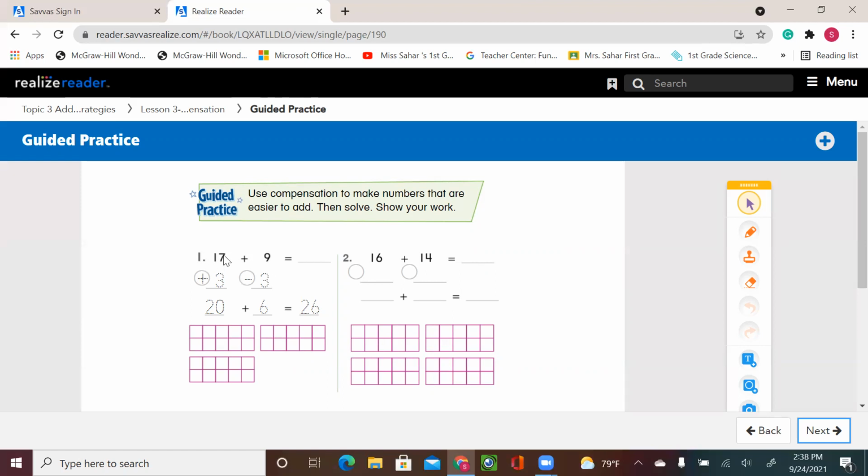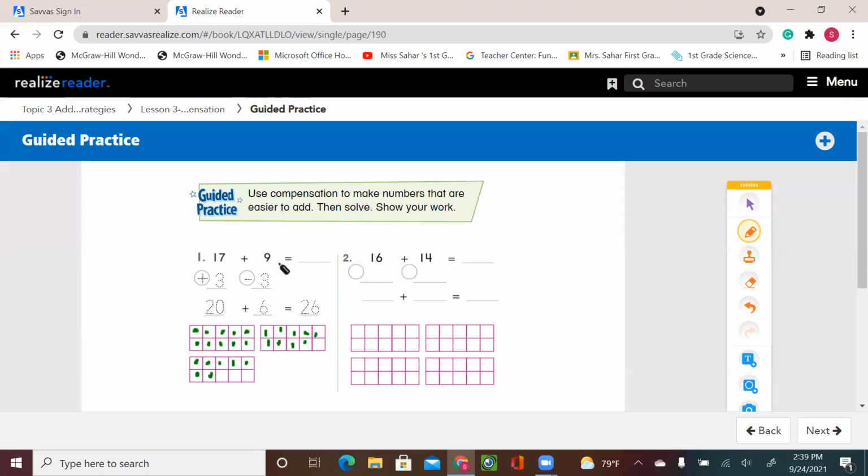17 plus 9. I know if I have a 10, I can easily add it. So I'm going to take, for the 17 to make it 20, using my 10 frames here. Let's put the 17. This is my first 10 frame, so that's 10. And the 7, so I have 1, 2, 3, 4, 5, 6, 7. Second addend, 9. So I'm going to fill just 9 boxes because I have 9.